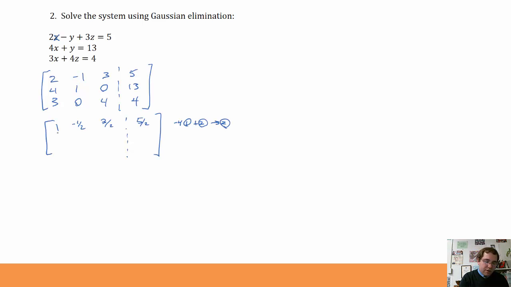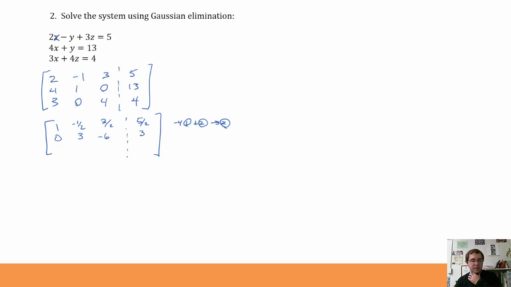So negative 4 times 1 is negative 4 plus the 4, 0. Negative 4 times negative 1/2, positive 2, plus the 1 is 3. Negative 4 times 3/2 is negative 6, plus the 0, negative 6. Negative 4 times 5/2 is negative 10, plus the 13 is 3.